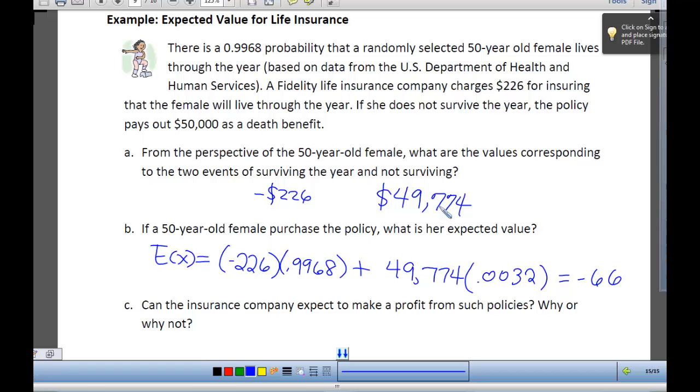Okay, very good. Which means, basically, that the insurance company is doing what? Making about $66 per person, okay? All right, can the insurance company expect to make a profit from such policies? We would say what? Yes. Okay, yes they can, because the customer is averaging a loss. Very good.